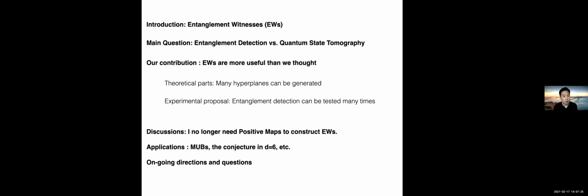And actually, a witness can be non-linearized to improve the efficiency of detecting entangled states. The same applies to entanglement witness 2.0 as well. I will come to the details later. The whole point is that I want to tell you about entanglement witnesses, but an improved version, which we call entanglement witness 2.0. I will start by introducing entanglement witnesses, and then I will also explain the motivation and the details of our contributions. Okay.